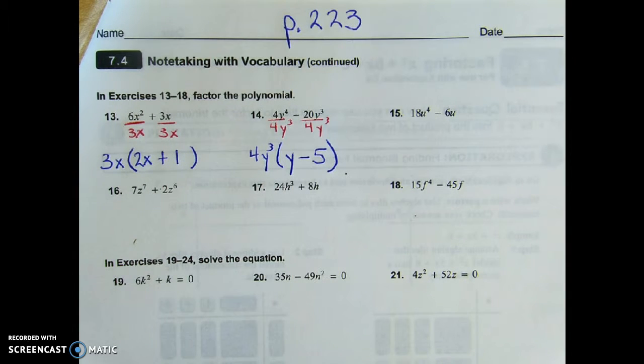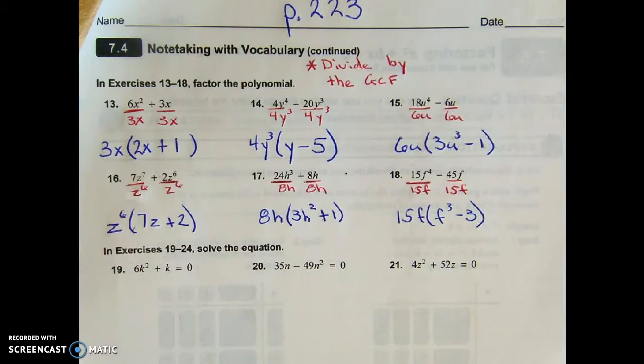I'd like you to go ahead and complete 15 through 18. Okay, here are the answers that I came up with on 15 through 18. Hopefully you did a good job with that one. Note that on number 16, it is a little weird there. You can only divide by the z because 2 does not go into 7. So go ahead and make any changes that you need to make and continue the video when you're done.